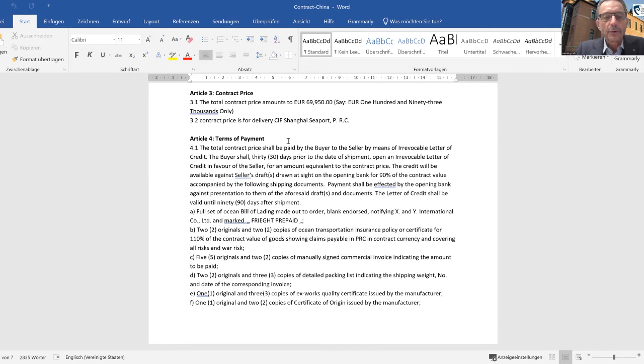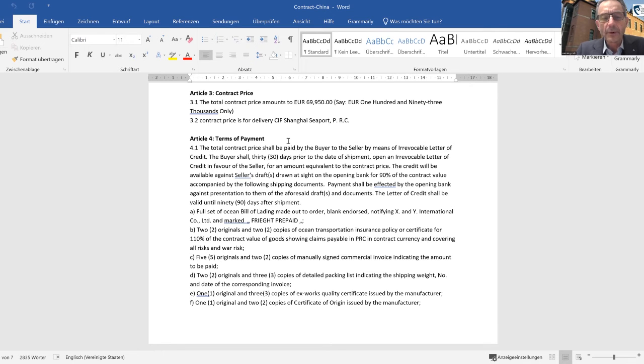C, you have to present 5 originals, 2 copies of manually signed commercial invoice, for sure indicating the amount to be paid. Then 2 originals, 3 copies of detailed packing list, indicating the shipping weight, number and date of corresponding invoice. E, original 3 copies of Ex Works quality certificate issued by the manufacturer, and 1 original 2 copies of certificate of origin issued also by the manufacturer.